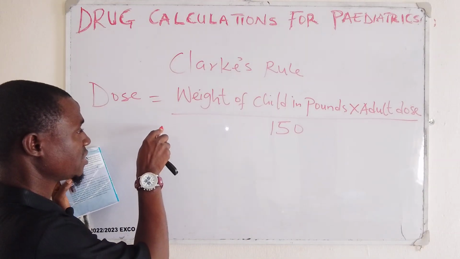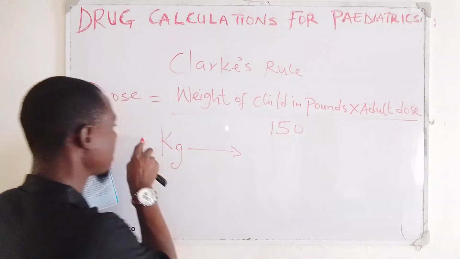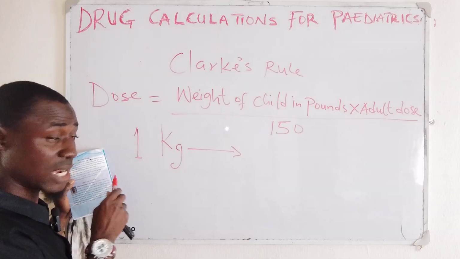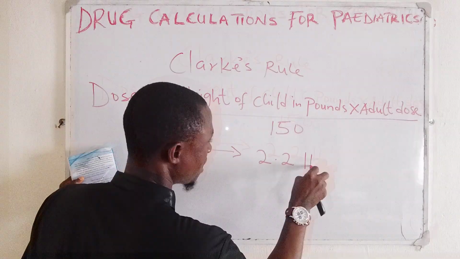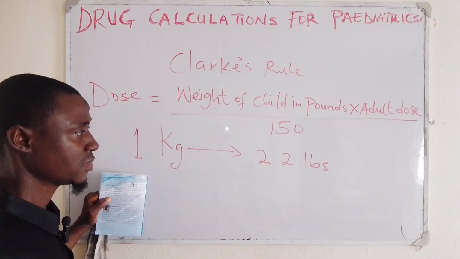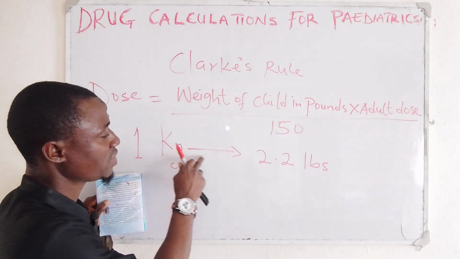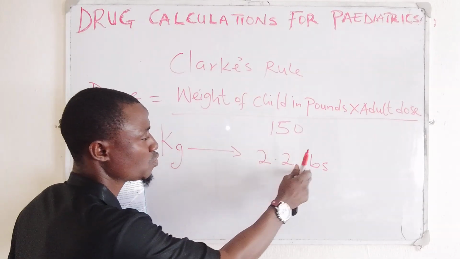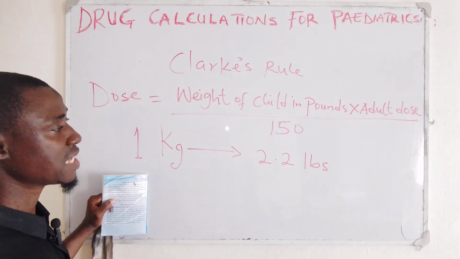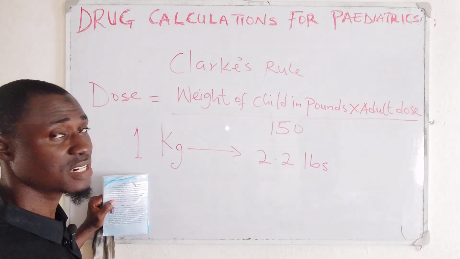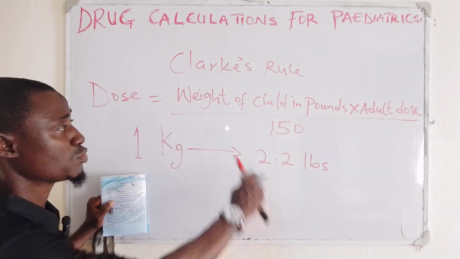There is a strong connection between kg and pounds: 1 kg is equivalent to, or is the same as, 2.2 pounds. Pounds is lbs. So 1 kg is the same as 2.2 pounds. If you have understood this, it will be very easy for you to calculate the dose of a drug, provided you want to use this formula.